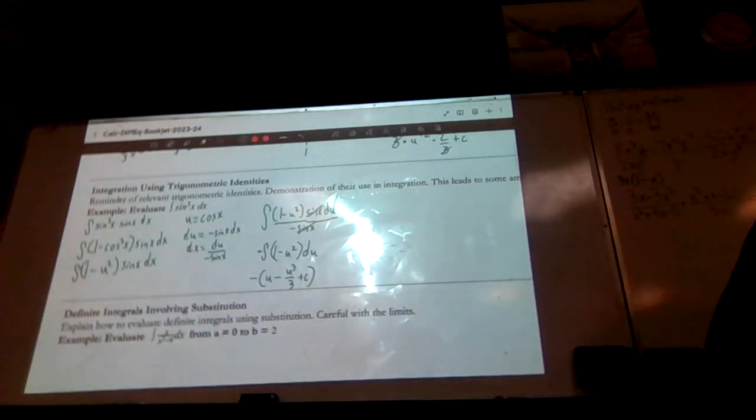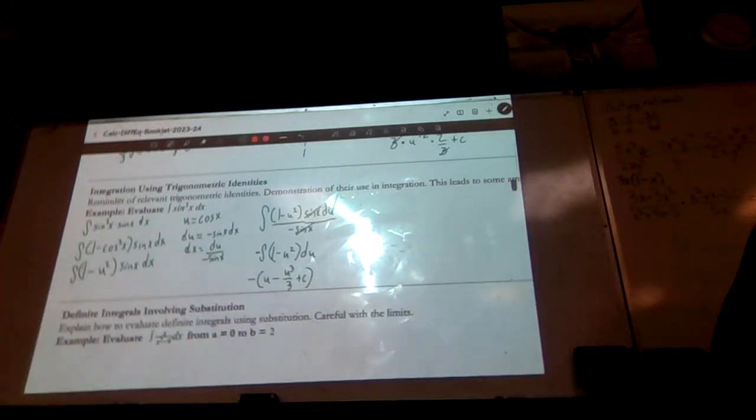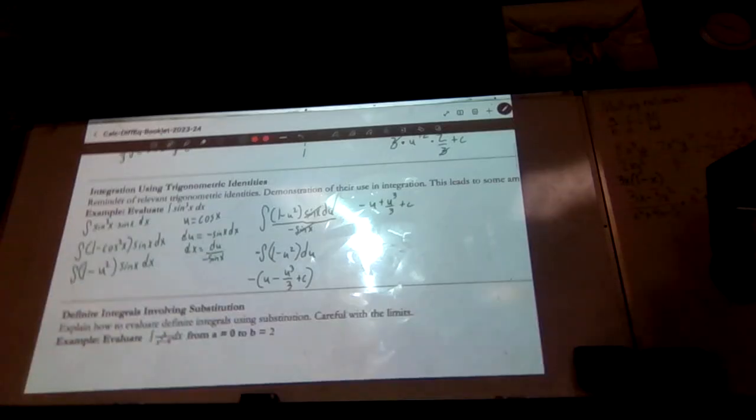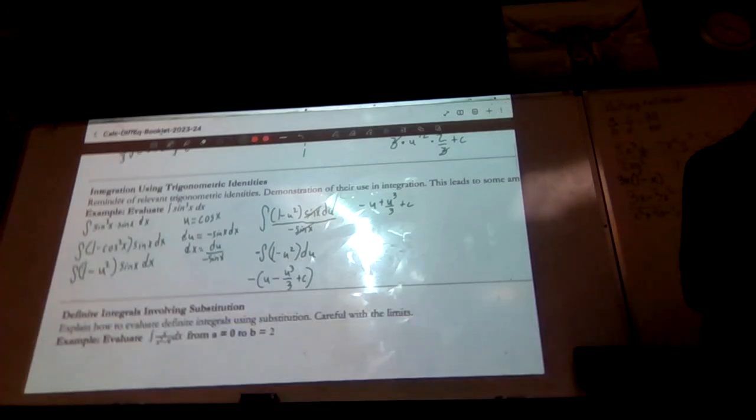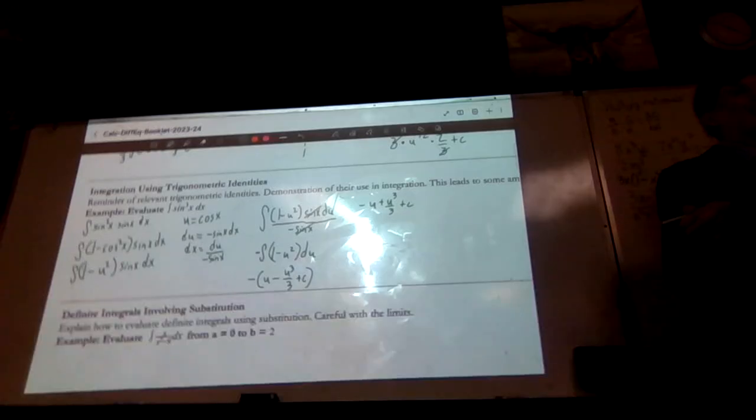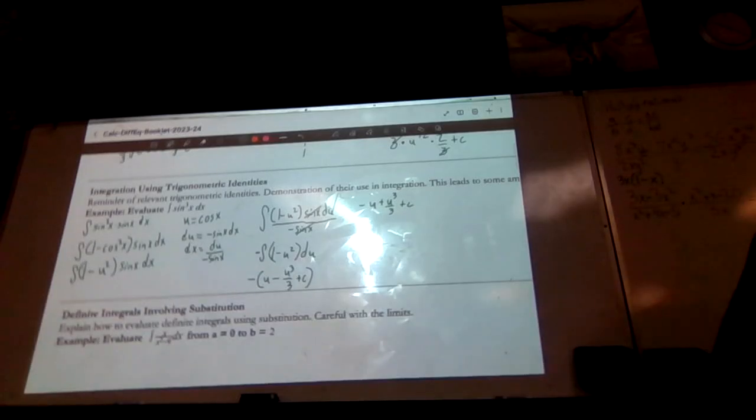All right. Then I'm going to distribute the negative. I get negative u plus u cubed over 3 plus c. You never actually have to change the sign because c is any constant value. So even if you multiply it or add it by a number, just keep it as c there. Always just leave it as plus c, honestly. That's going to be the easiest. Okay, and now all we need to do is replace u with cosine.